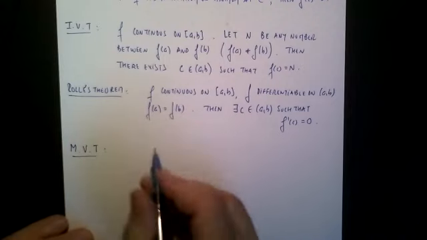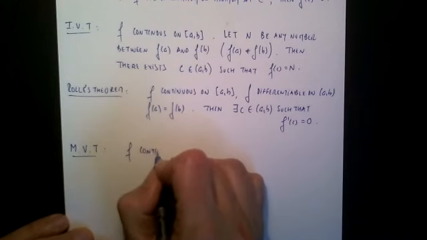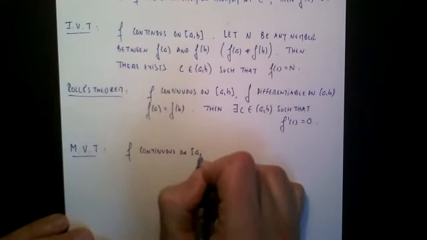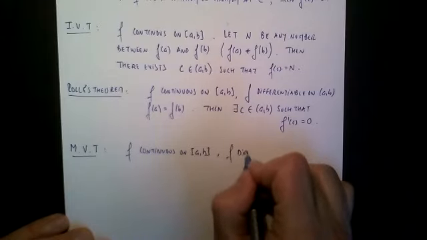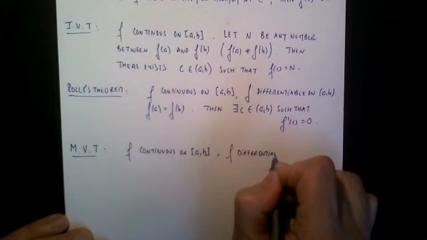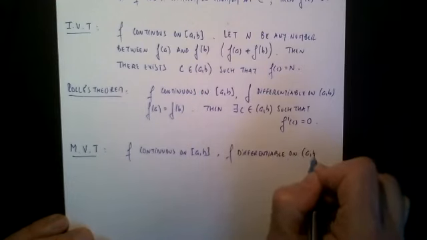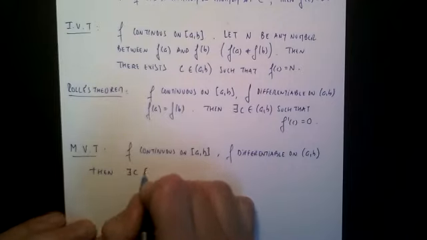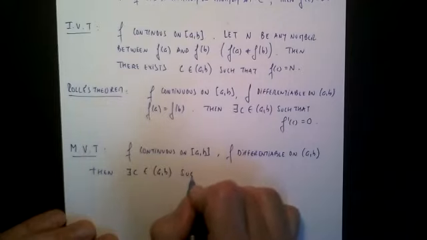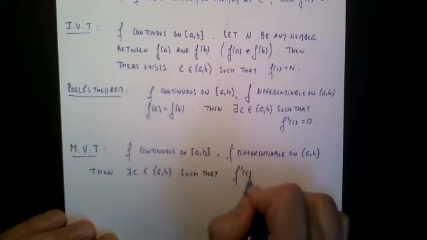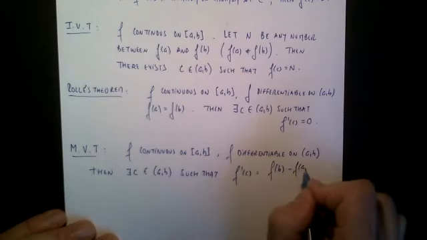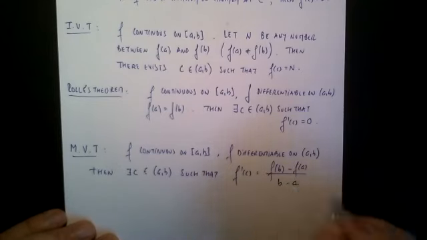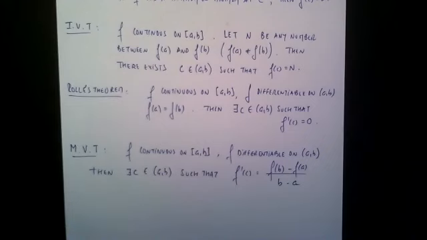Okay, and the last one, mean value theorem. If f is continuous on AB and f differentiable on AB, then there exists a C in AB such that f prime of C is equal to the average value, right? f of B minus f of A over B minus A, the average slope. That's it. That's the mean value theorem.